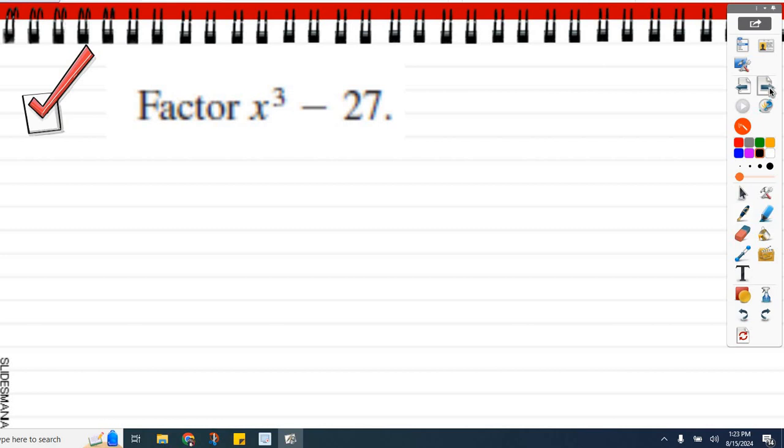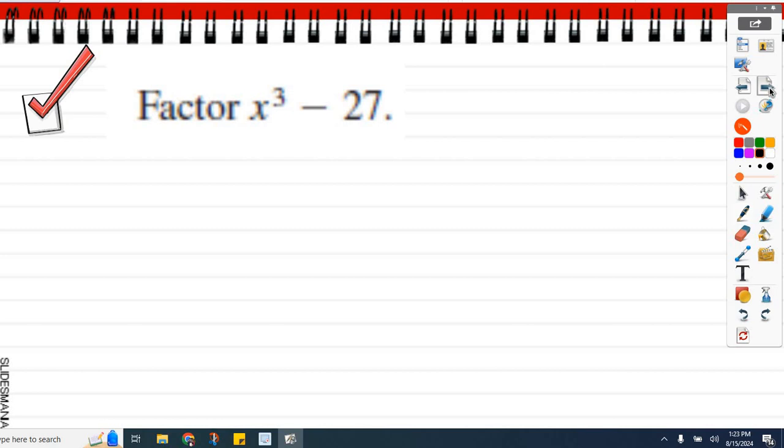I just meant between the two formulas, the difference of cubes and the sum of cubes, is that second parentheses similar? Yeah, but it's not the same, because there's a negative and a positive. So the only thing that's different are the signs, okay?